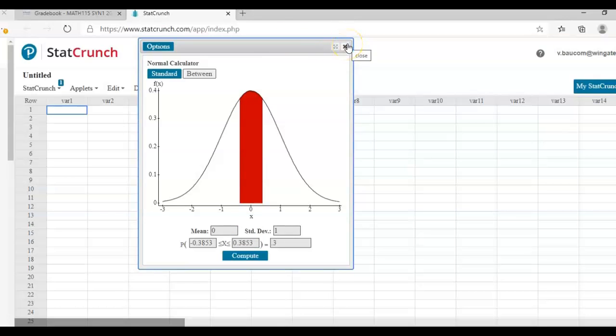And we will have a StatCrunch lab for this chapter, so you will need to come back to this at that point for some instruction on it.